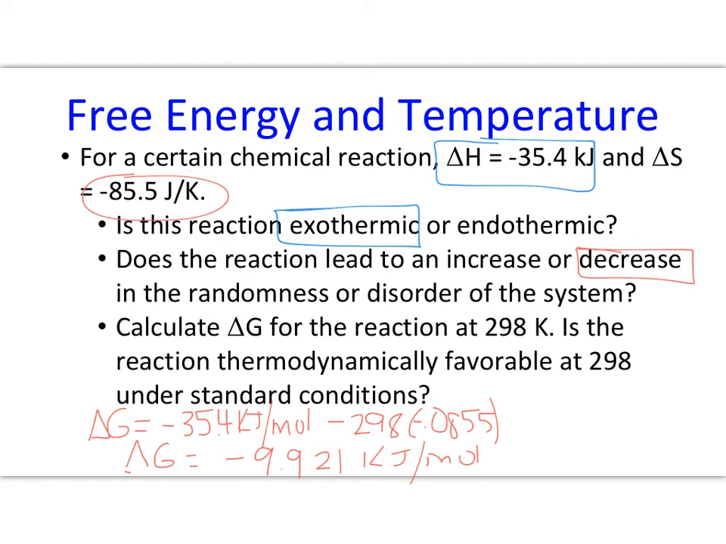And so the question is then asking, is it thermodynamically favorable at 298 under standard conditions? And the answer would be yes, and your reasoning would be that delta G is negative.